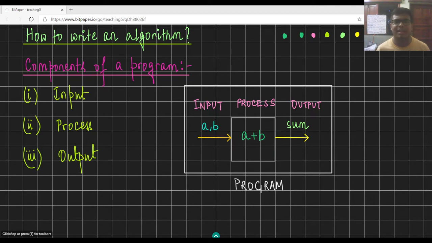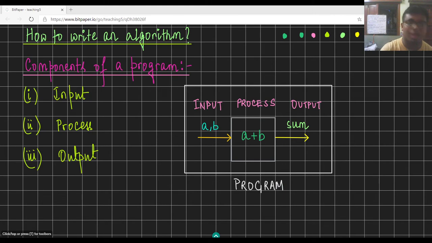Hello there. In this video, we're going to learn how to write a proper algorithm. Before we begin, I must start off with the components of a program. Now, the three basic components of a program are input, processing, and output. So, whenever you're writing an algorithm, these three things have to be addressed.